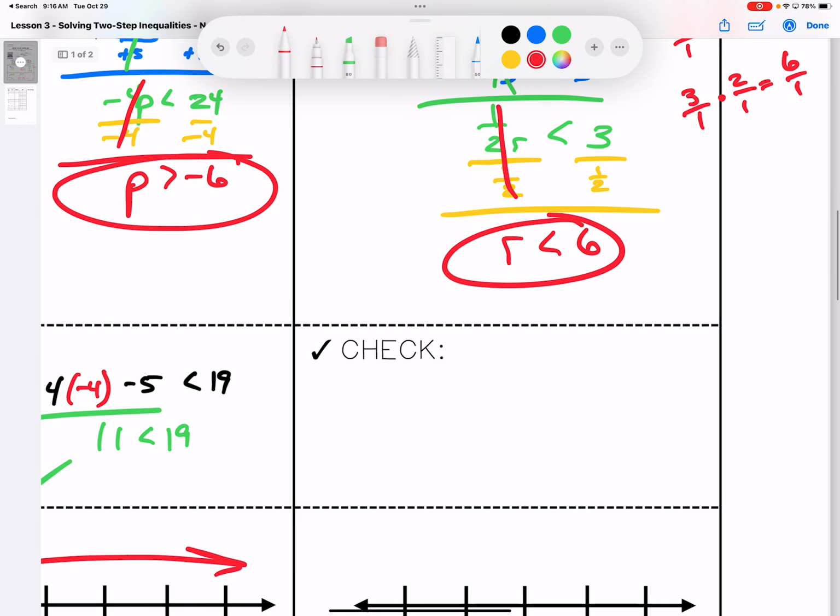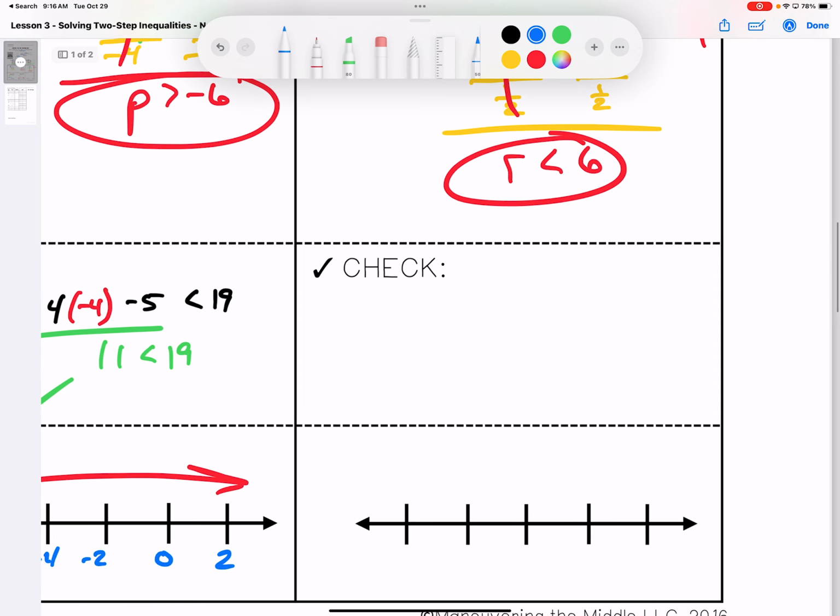We're going to go down here and graph it. This time I'm going to put it right here. I am going to count by ones, though, this time. You know why? Because I can. That's why. All right, it's going to be an open dot on 6, and it's all numbers less than, so it's going to go to the left.